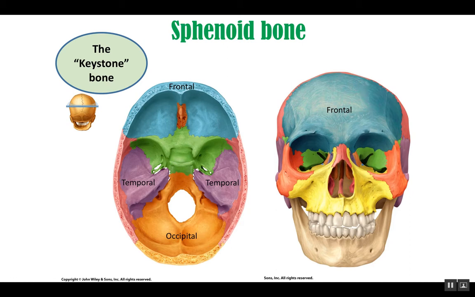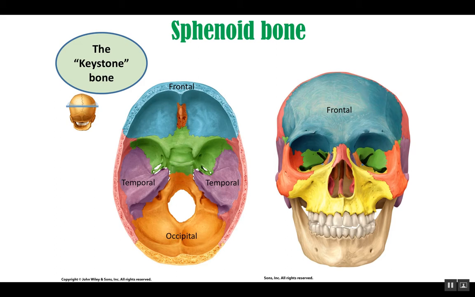The sphenoid bone is often referred to as the keystone of the cranial floor. The reason being it articulates, it forms joints with all other cranial bones. So a keystone refers to keystone in the world of architecture. So buildings with doorways often have a keystone at the top of the doorway. And if that keystone is removed, the entire doorway falls apart.